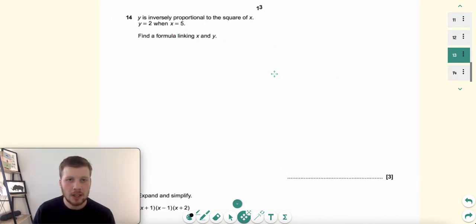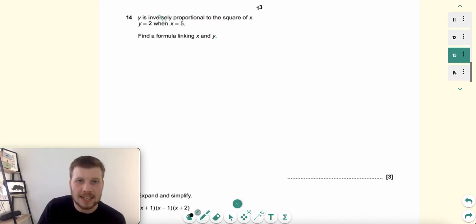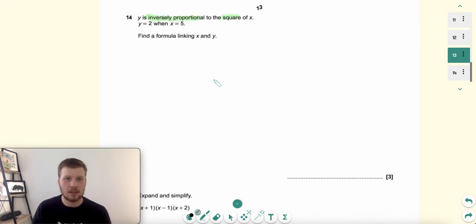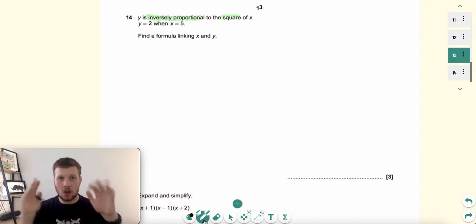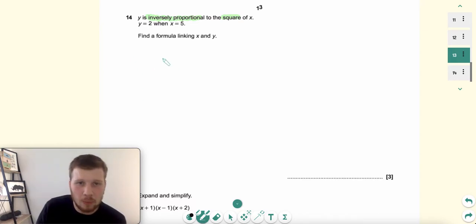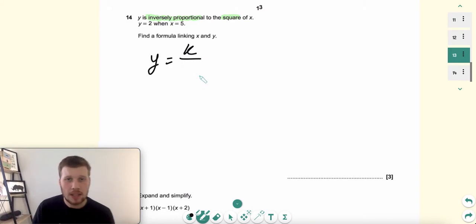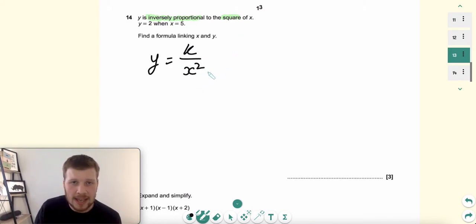Question 14, y is inversely proportional. I'm just going to quickly highlight the fact that it says inversely proportional to the square of x. When y is 2, x is 5. Third thing we should be thinking about is alarm bells. Y is inversely proportional, so therefore it's going to be y is equal to k over something, and it's the square of x, so it's x squared.